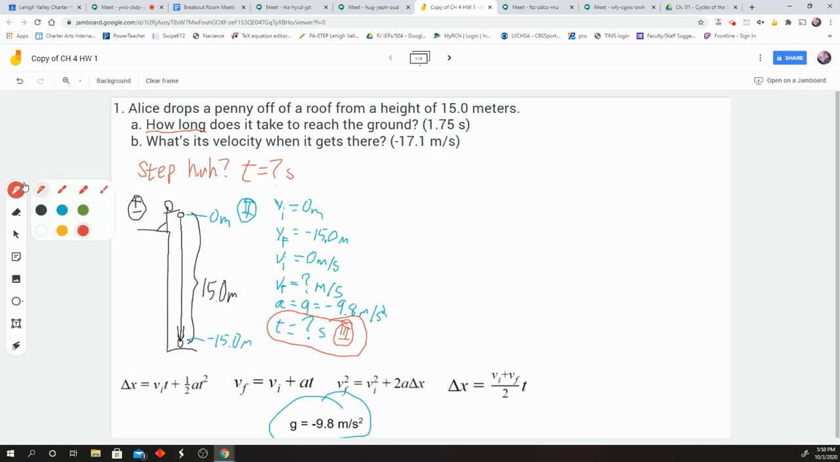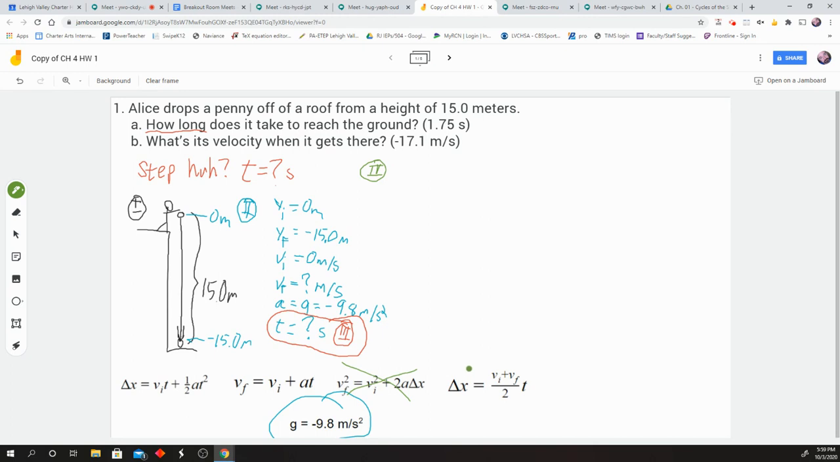Step 4 is to pick an equation. And there are 2 conditions for picking an equation. The 2 conditions are, it has to have the thing we're looking for, so it has to have a t in it. So if we look, the first equation has a t, the second one has a t, the third one doesn't have a t. So we know right off the bat it's not going to be the third one. And the fourth one has a t. So at this point, it could be 1, 2, or 4.